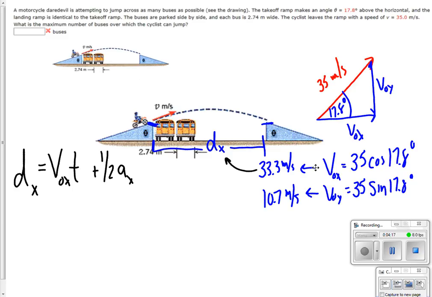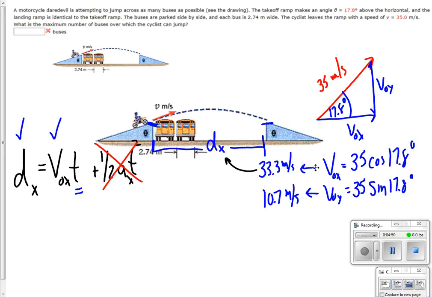I'm solving for everything horizontal here, but as you probably remember from class, there is no acceleration in the x direction, so that term doesn't really exist. You don't really have to even write it down. I just want you to realize it's the same equation, just without the acceleration. So let's check off what we know here. I know that we're trying to find dx, and we know that he's moving at 33.3 meters per second in the x direction.